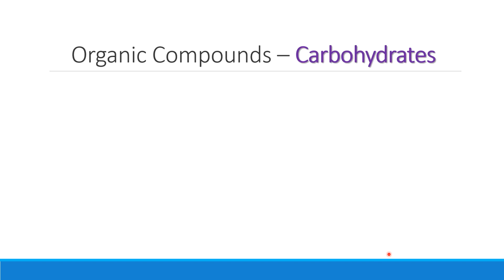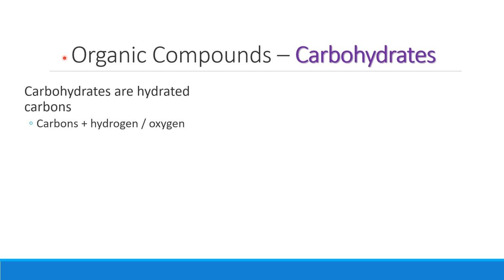So let's talk about our first group of organic compounds. The first group of organic compounds are called carbohydrates, and literally their name tells me what they are. Carbohydrates are hydrated carbons. So when we look at the structure of a carbohydrate, you'll see lots of carbon atoms inside of it, and you'll also see hydrogens and oxygens present at the ratio we see them in water, so 2 hydrogens to every 1 oxygen.